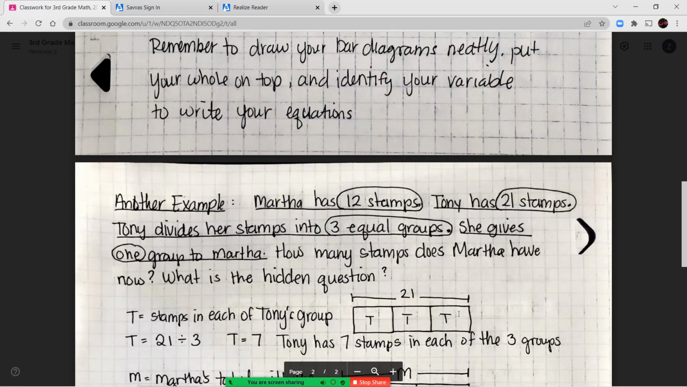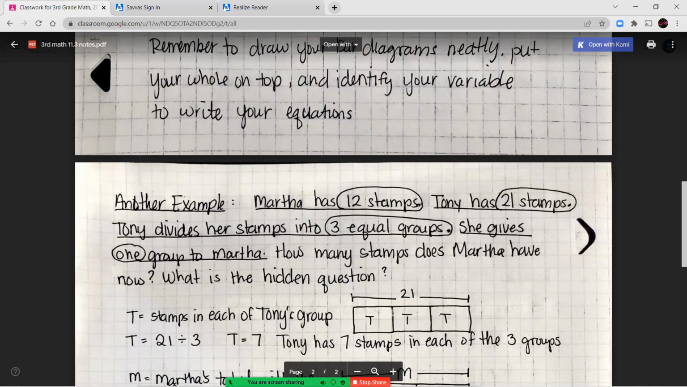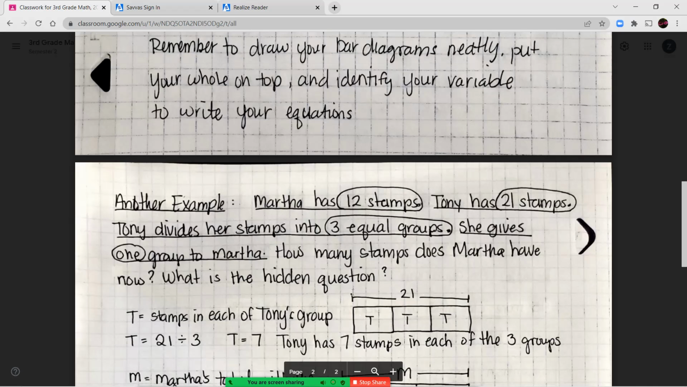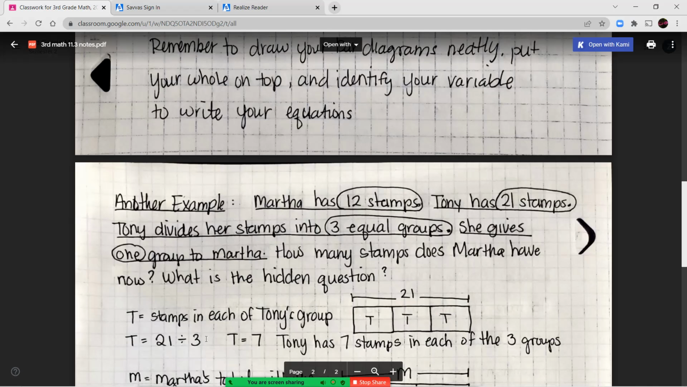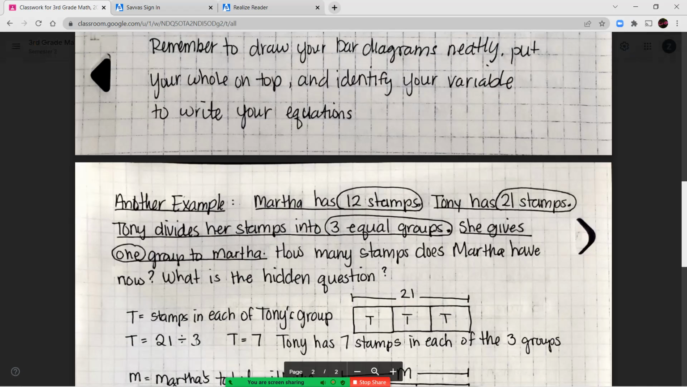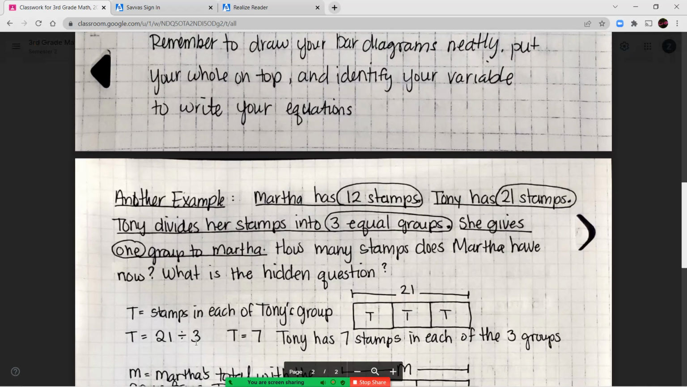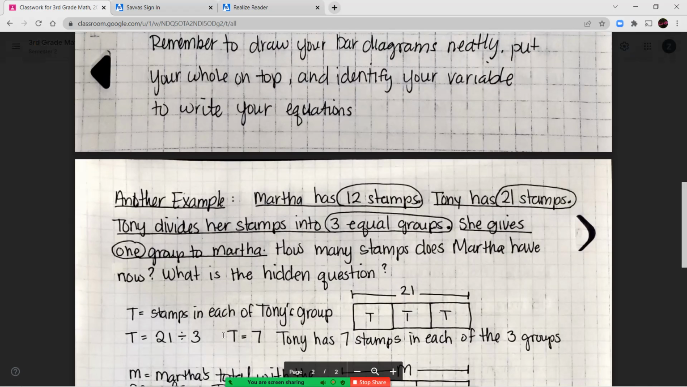So I have 3 sections on my bar diagram, with T being the same number because they're equal groups in each one of those sections. So looking at my bar diagram, I know that my equation is going to be T is equal to 21 divided by 3. Now you can also think of this in the opposite way. 3 times what will equal 21? So we find out that T is equal to 7. So Tony has 7 stamps in each one of those groups.